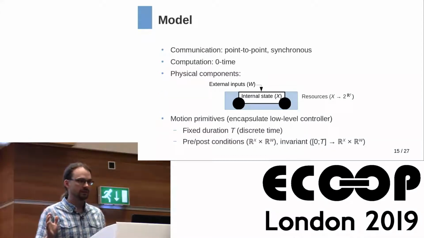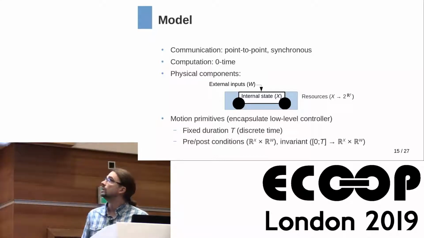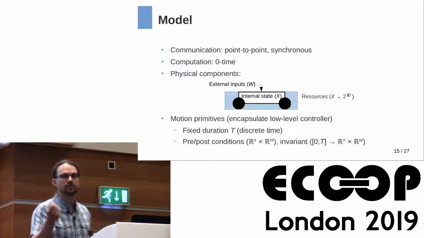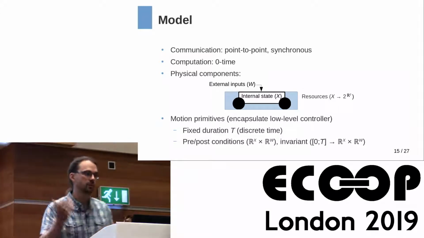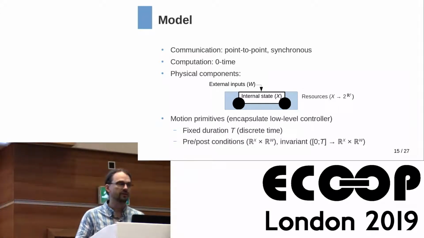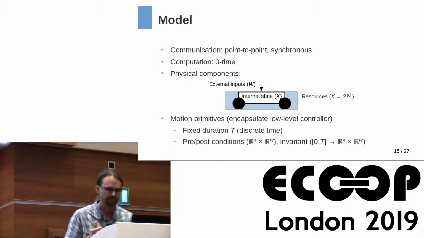So the model is, in some sense, a very strong model. At the level of software, we assume point-to-point communication, which is normal, but we assume communication to be synchronous. Just because, in some sense, communication is on a much smaller time scale than the actual physical time it takes for the robot to move around. So we use synchrony as an approximation of that. And similarly, we assume computation to be free. So these are basically standard assumptions in the world of hybrid systems.